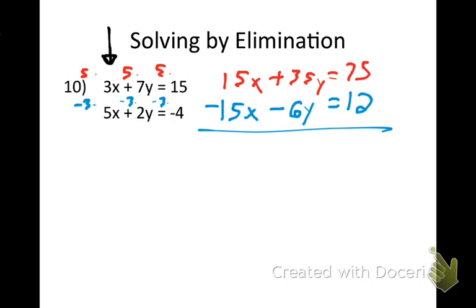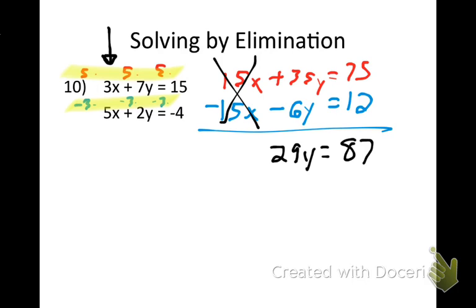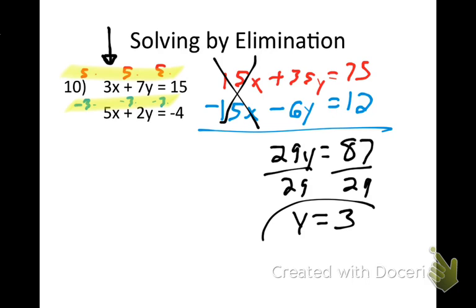If you look up there, I multiplied everything in the first one by 5, everything in the second one by negative 3. Now I can eliminate my x's, leaving me with 29y equals 87. When you work that out, divide by 29. I believe you get y equals what, Phil? I think you had it. Y equals 3. Nice job.